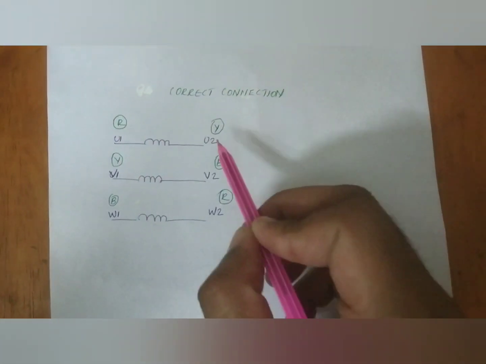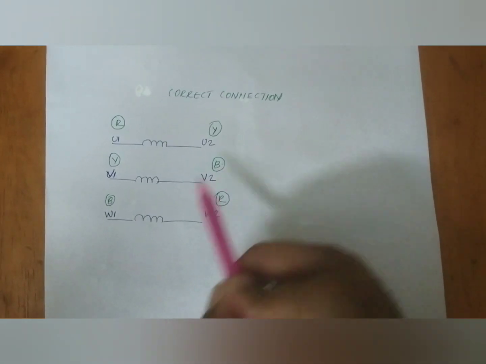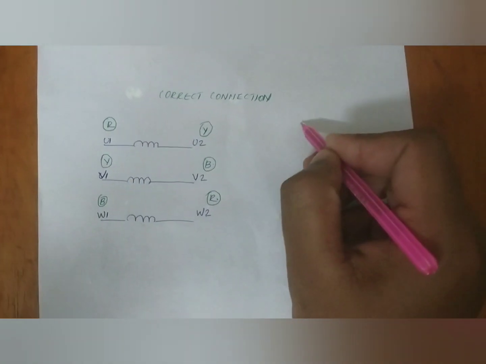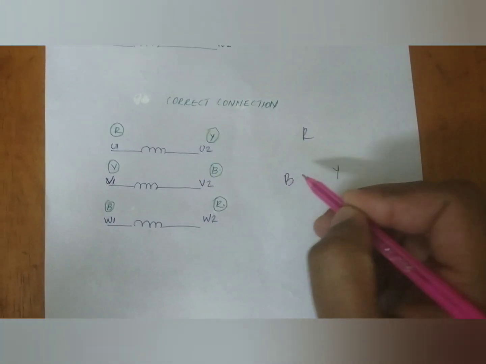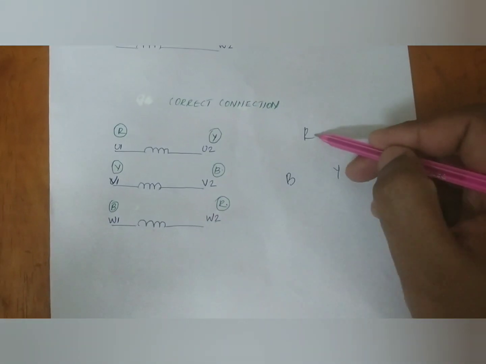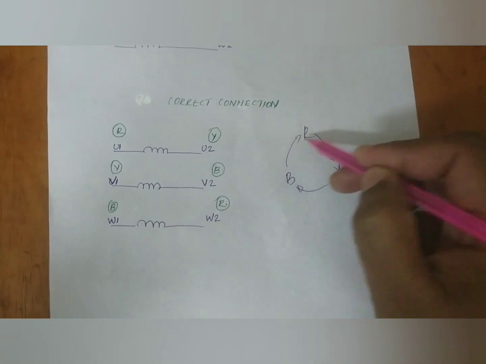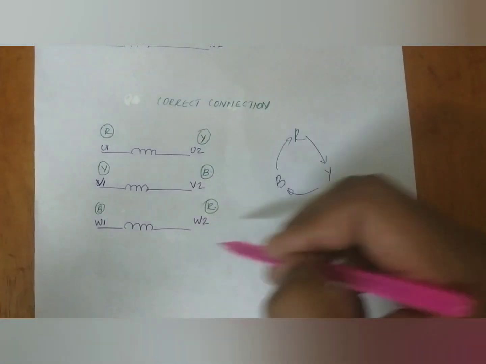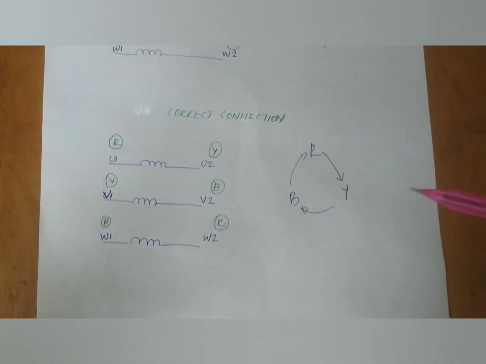And now you can see this is the correct one. U1 is fed with R, U2 fed with Y, V1 fed with Y, V2 fed with B, W1 fed with B, and W2 with R. You can see R, Y, and B. R is leading to Y, Y is leading to B, and then B leads to R. It's a correct clockwise rotation. If it is in correct rotation, the star-delta starter will be working properly, and the system will be perfectly working.